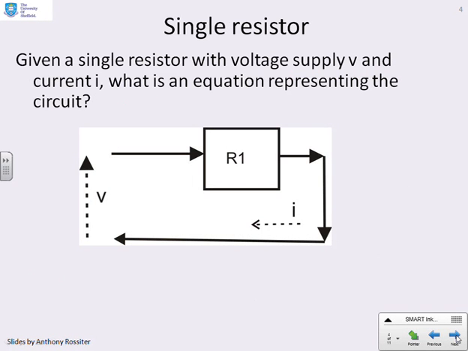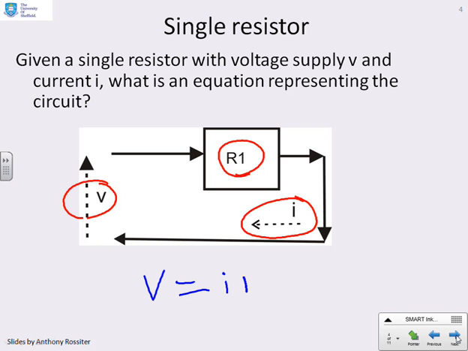Let's start then with a single resistor. So we've got an applied voltage V, you can see that here. We've got a current through the loop I, and we've got a resistor R1. And most students will probably know by now that you can write an equation representing this circuit as V equals I (R1). I'll put brackets around the R1 so you know it's a single variable.